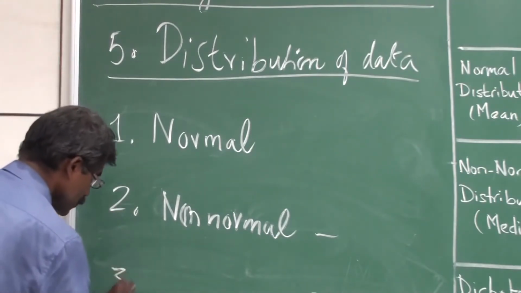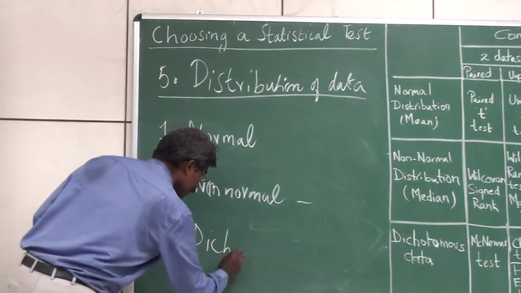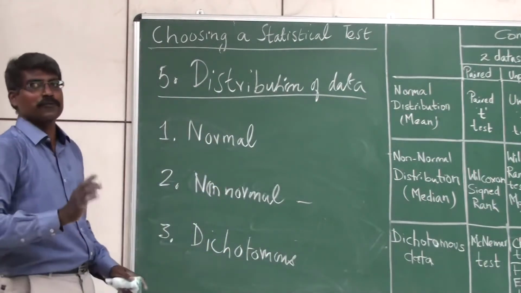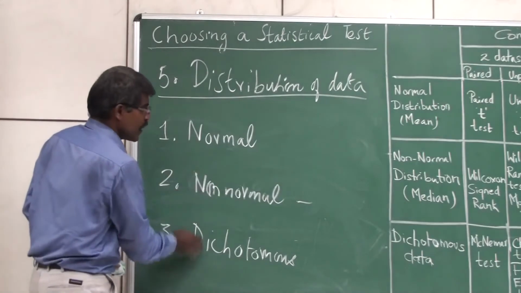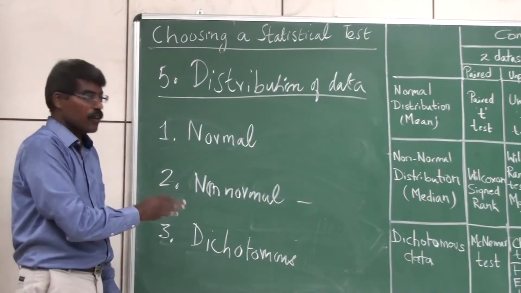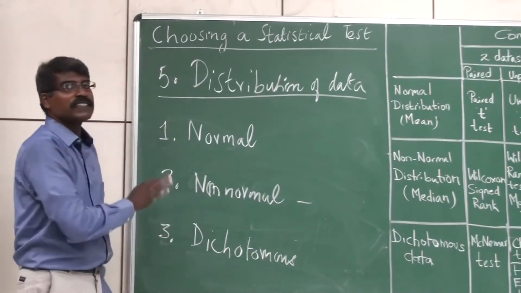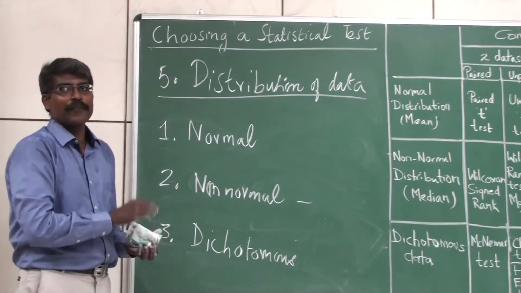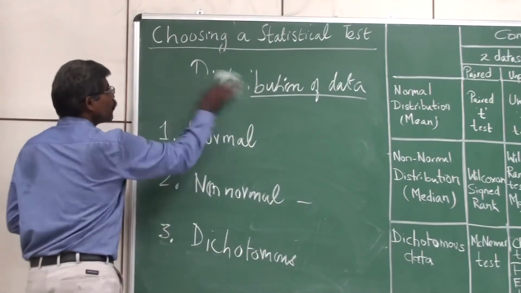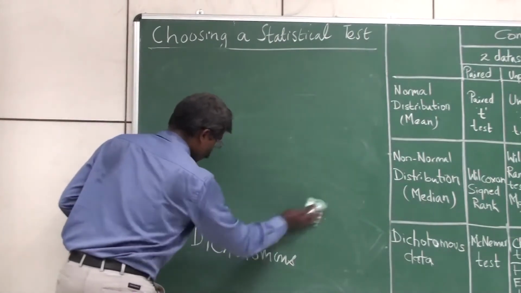The third type of distribution, it becomes a binomial. Bi means 2, isn't it? Right. So you need to fix any one of these. Is it a normal distribution, or is it a non-normal distribution, or is it a dichotomous type of data, or binomial distribution? So any one of these three you need to fix. Now if you have fixed all these 5 parameters, it becomes very easy for you to find out which statistical test you need to select for analysis of data.